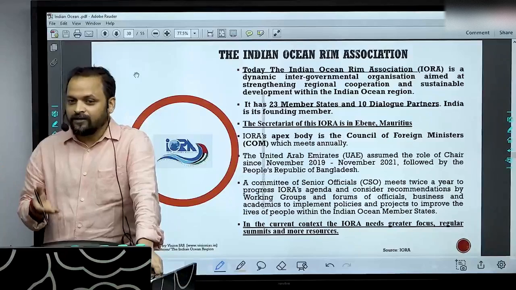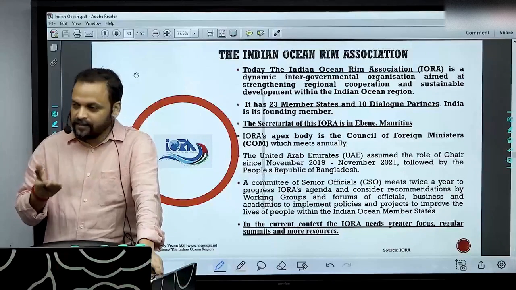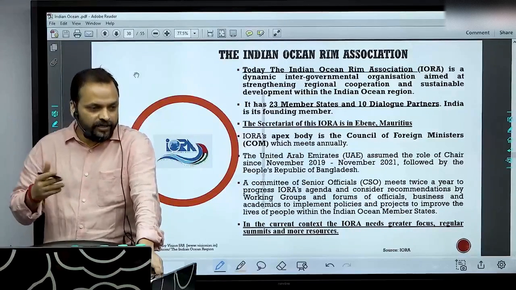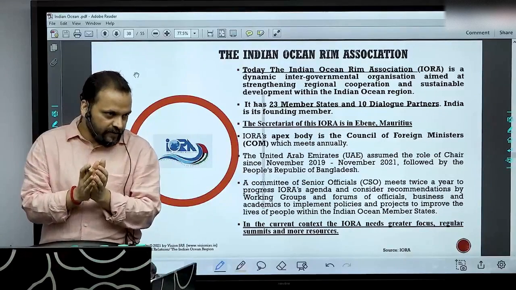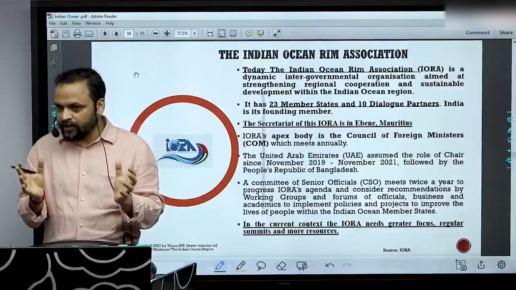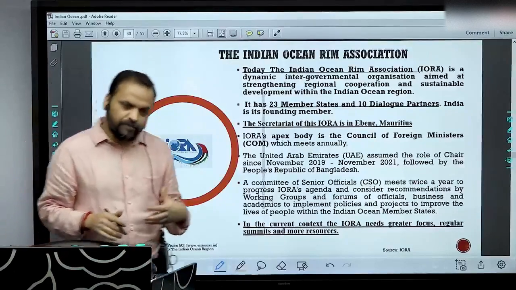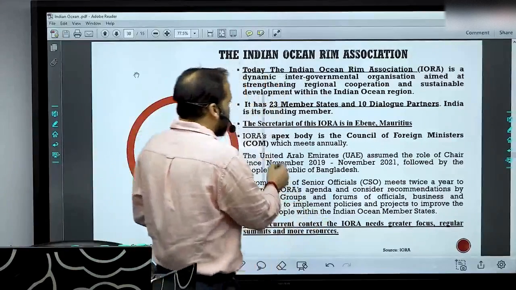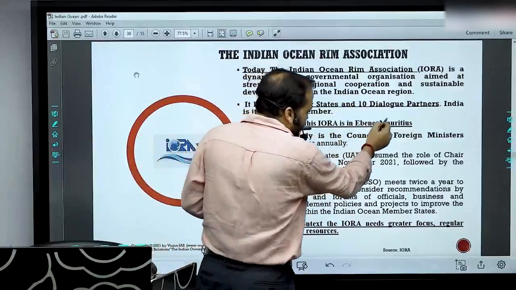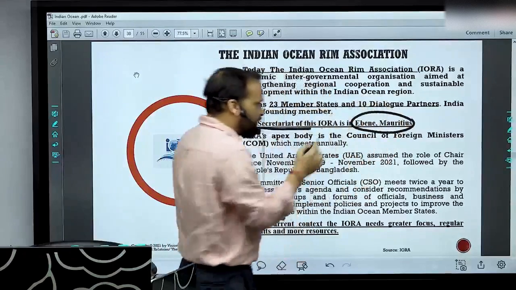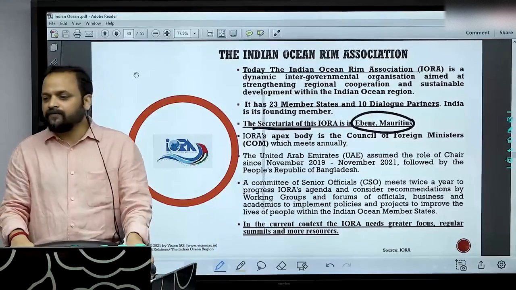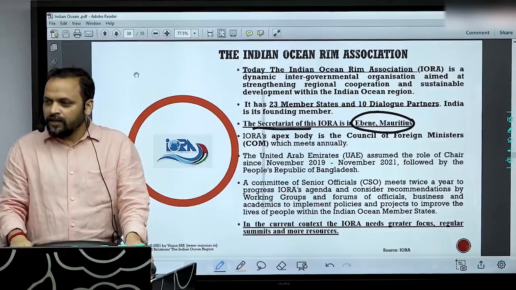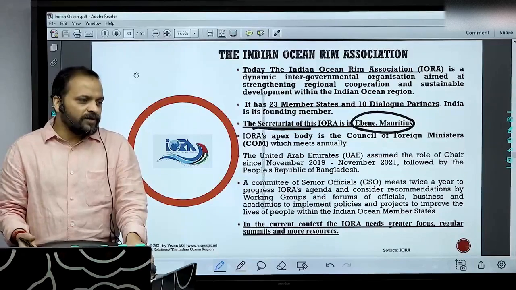ये हो सकता था. तो धीरे धीरे आप क्या करते हैं, जैसे मैंने आपको एक क्लास में पहले भी बताया था, प्रोग्रेसिवली आपका जो साइज है ना रिटेन करने का वो कम होता जाता है. Right? You don't retain a lot of things, but you retain the most important things, because you start identifying patterns. Now, the Secretariat of the Indian Ocean Rim Association is where? Mauritius, Ebene. Now, this would be a simple information that you will be able to remember. If not Ebene, at least you will remember Mauritius.